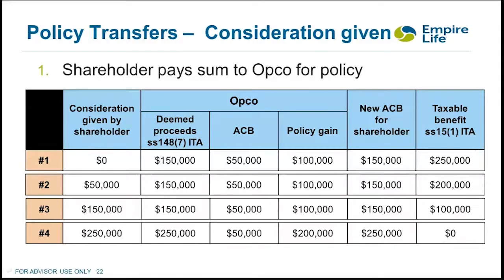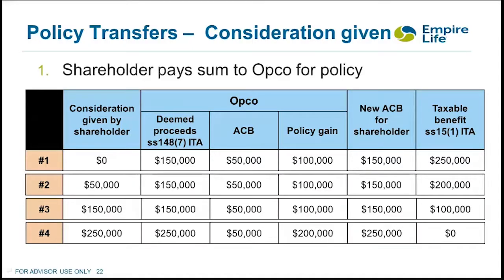And finally, in our fourth situation, the shareholder gives consideration of $250,000, which is equal to the fair market value of the policy. Now the deemed proceeds of the policy are going to be boosted to the higher amount, the highest of those three amounts, and the consideration given in this case will be the highest amount, $250,000. The policy gain is now higher. We have proceeds up to $250,000 compared to the same ACB of $50,000, resulting in a $200,000 policy gain, and a higher ACB for the shareholder. It's now equal to the deemed proceeds of $250,000. And of course, we've eliminated the taxable benefit because the full fair market value is being paid for the policy.